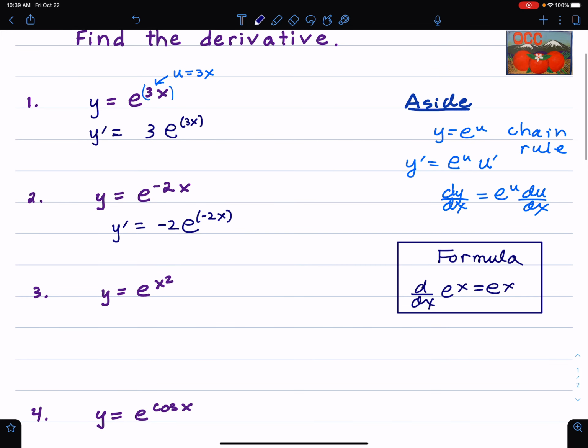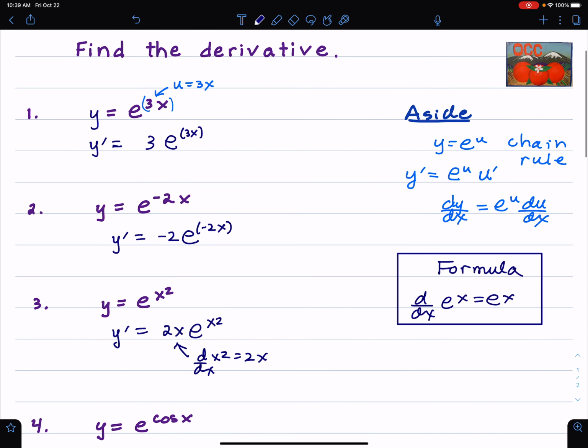The next one, y prime, we take this derivative. This is e to the u. That derivative is e to the u. But again, we multiply by the derivative of u. Well, the derivative of u is 2x. So this is the derivative of x squared, d dx of x squared is 2x.